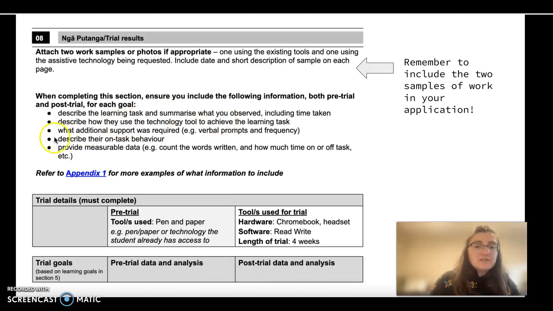So describe how they use the technology, what additional support was required. So you can talk about, for example, in the pre-data, they needed the teacher to explain the work, to give examples, to write keywords down, and then describe their on-task behaviour. And it has to be measurable as well. So that's why it's good to follow those prompts. And then you've got at the top here, your pre-trial. So you need to explain what tools were used. So pen and paper. And then for the post-trial, what tools were used. So the hardware was the Chromebook and the headset, and the software was the read and write. And then how long did your trial go on for?